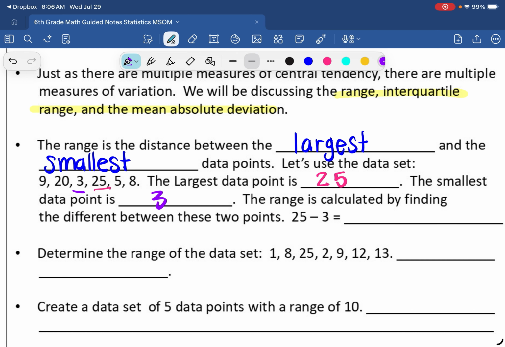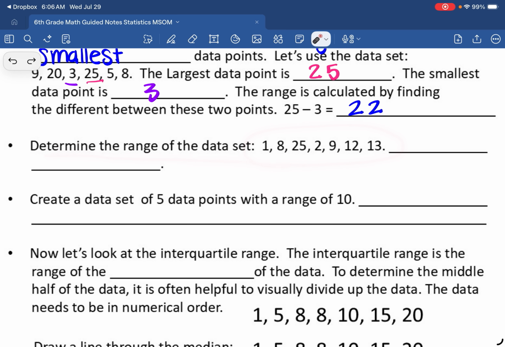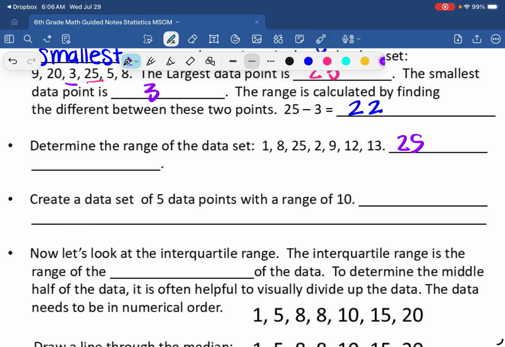Determine the range of this data set right here. So we need to take the largest number, which is 25, and subtract the smallest number, which is 1. So 25 minus 1 equals 24. The range is 24, and that's how much the data changes or varies.